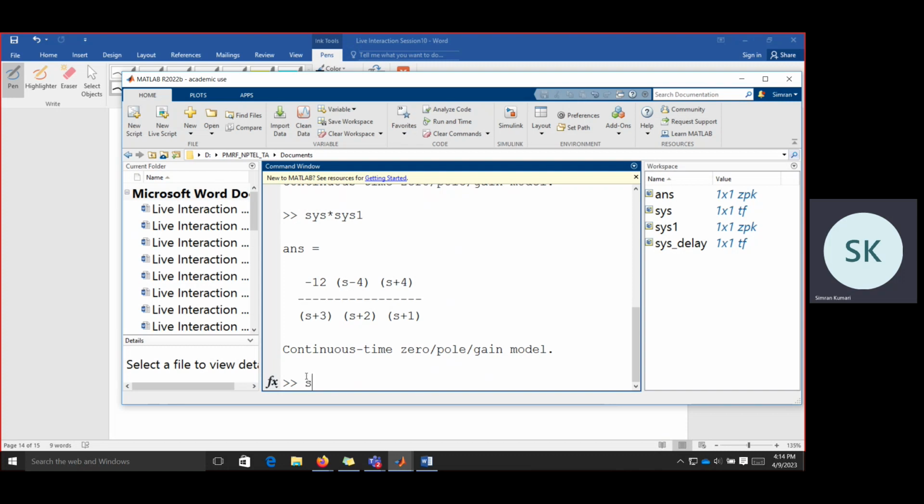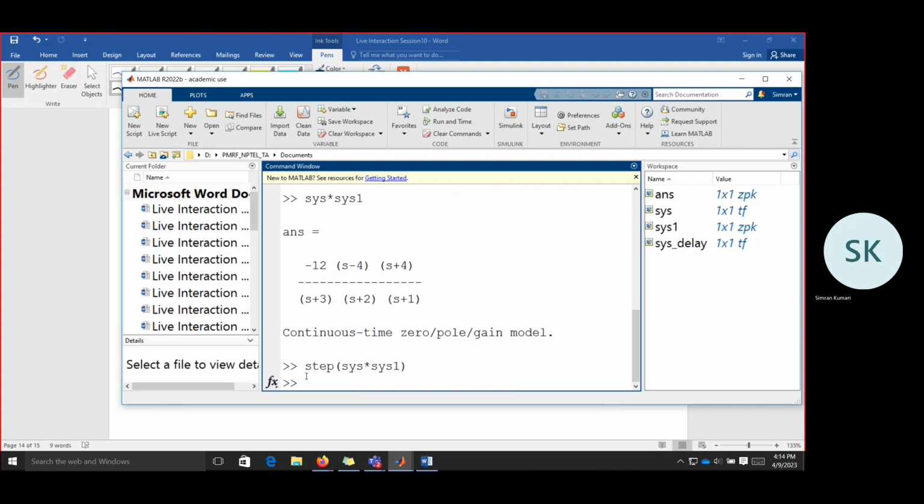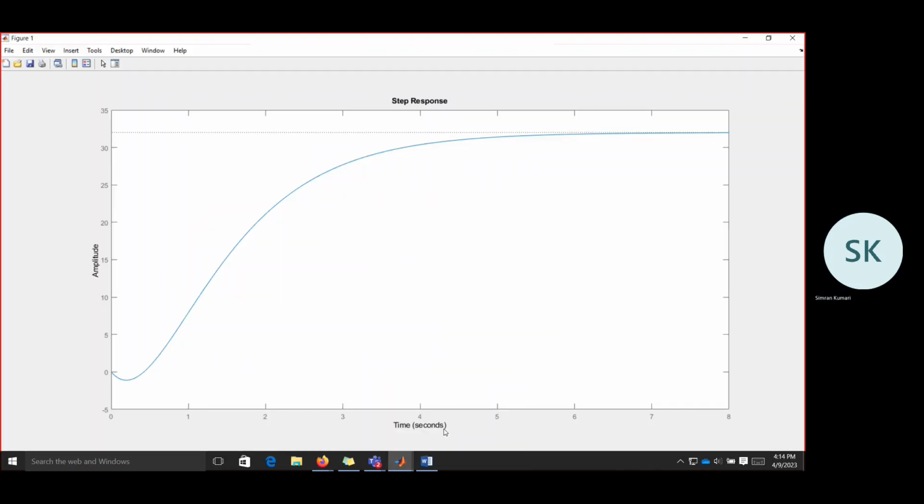And what do we need to see? We need to check this step response of the system. We are expecting, since there is a right half plane zero, we are expecting an undershoot. So you can see from 0, it is moving towards negative, and then again it is going to positive. And as we found out, the steady state magnitude is 32. Steady state magnitude that we found out. Okay.